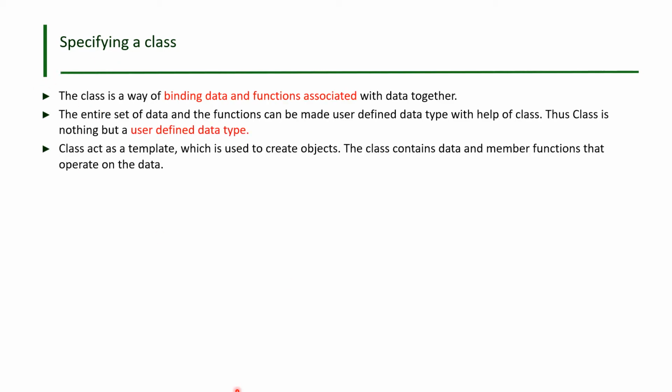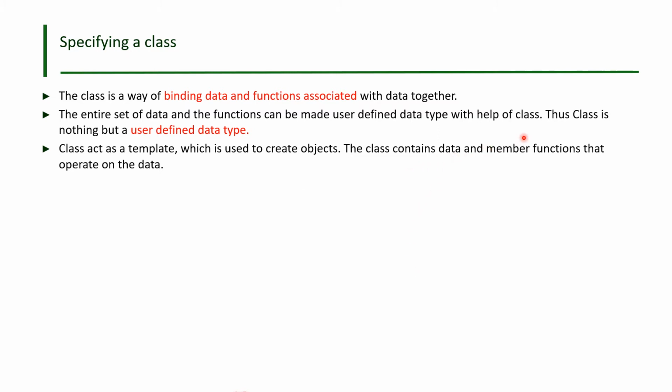Now next is how you will specify the class. As you already know, class is a way of binding data and functions associated with data together. So in class what can we have? We can have data and functions, and class acts as a template to store the data and functions. The entire set of data and functions can be made into a user defined type, because class is a user defined data type, and class acts as a template which is used to create the object.